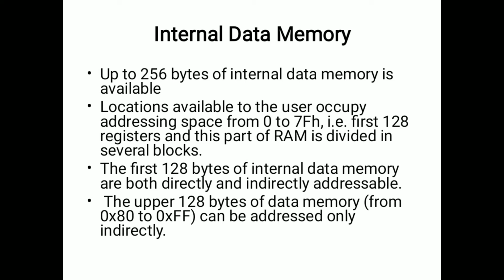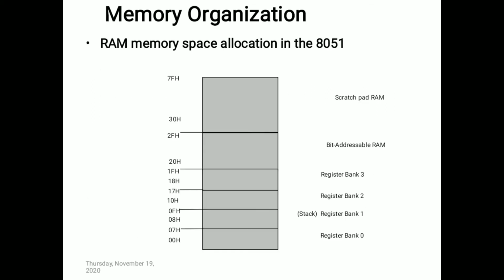Now let's talk about internal data memory, that is also called RAM. In the 8051 microcontroller we have 256 bytes of internal data memory or RAM. Out of this, 0 to 7FH, that means 128 bytes, can be accessed directly and indirectly. And the upper 128 bytes, from 80H to FFH, can be addressed only indirectly. How is the 128 bytes of internal RAM organized? We have 4 register banks here.